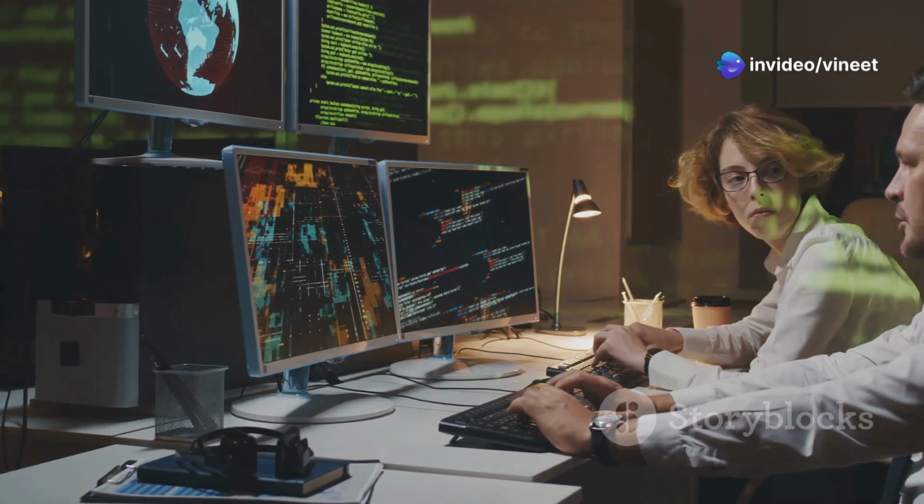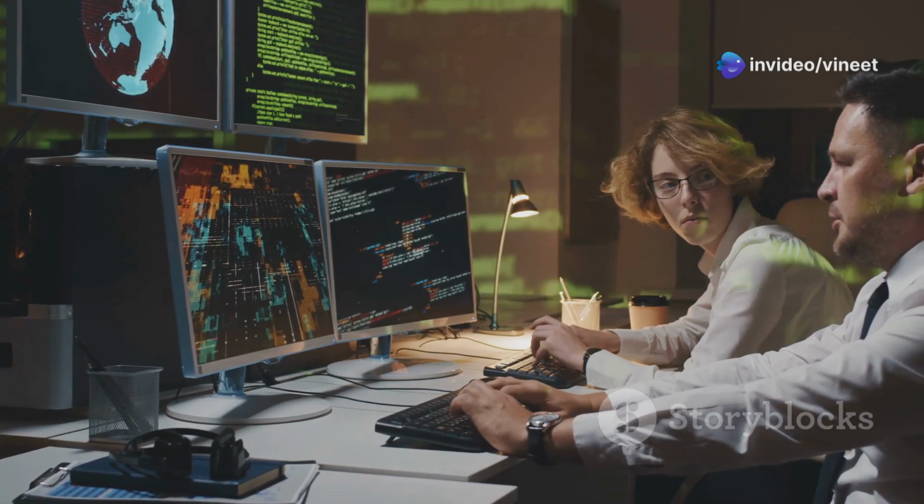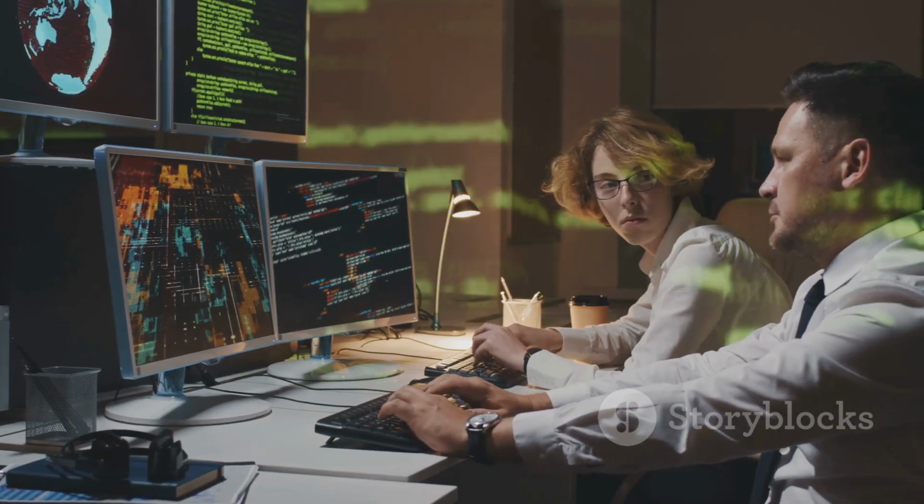By the end of the day, Vineet had set up several users and groups, each with distinct permissions. The foundation of secure access management was taking shape.